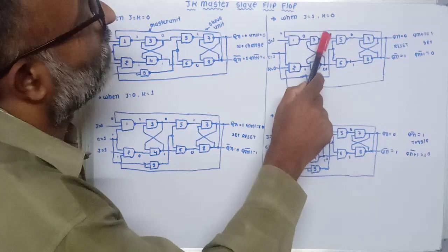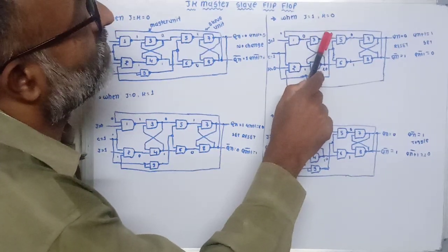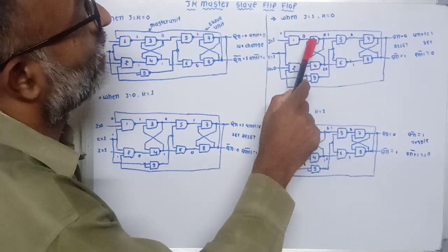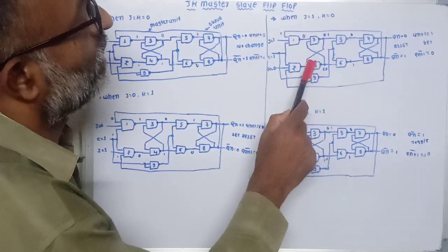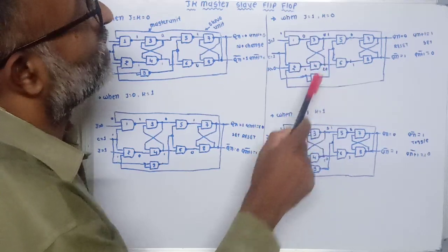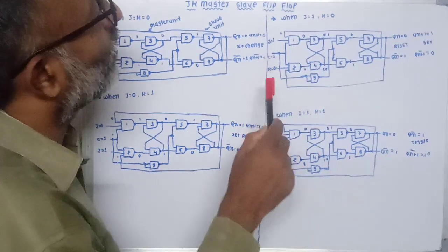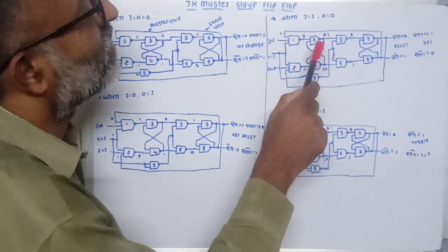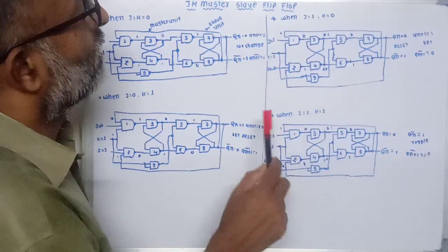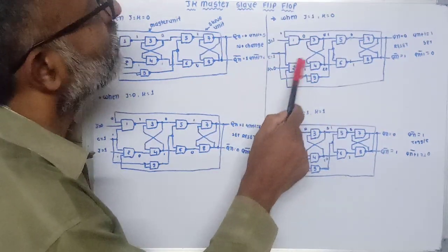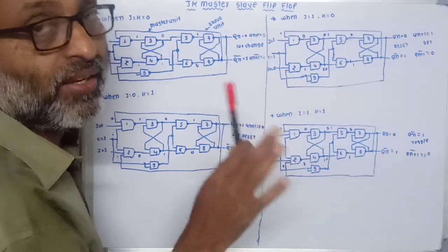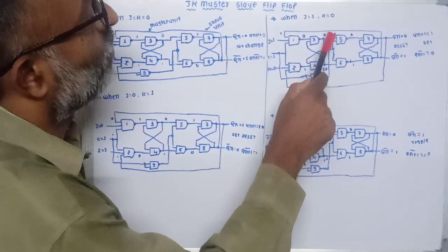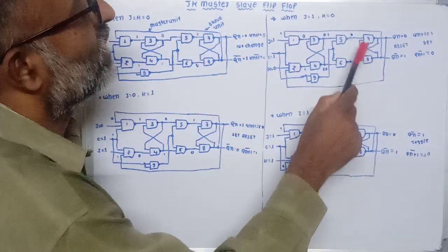Now suppose initially the master flip-flop is in reset condition. So 0 plus 1, 0, 1. 1 plus 0, 0, 1. Again 1 is available here. 1 plus 1, 1, 0. So the output of this master flip-flop is in reset condition. Now when the clock signal goes to 0, this master flip-flop is disabled and the slave flip-flop is enabled. So the output 1, 0 is the input of this slave unit.